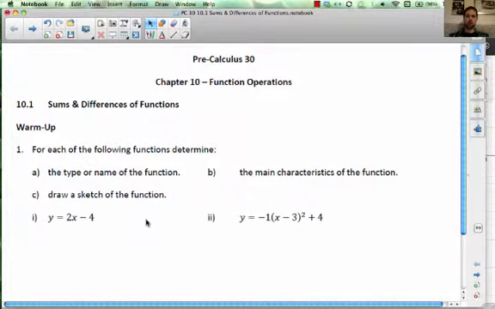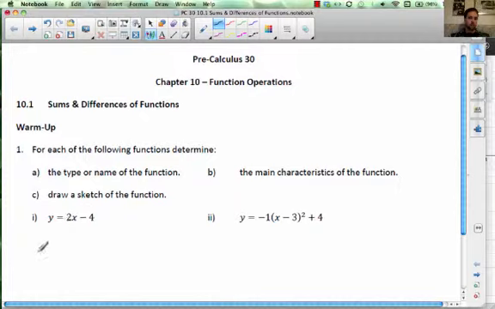Okay, we are starting chapter 10 in pre-calculus 30, so we're going to look at function operations today. So we'll quickly start with a little warm-up here, just to refresh our function skills. For each of these, name the type of the function, the main characteristics, and draw a sketch of the function. We'll do this really quickly.